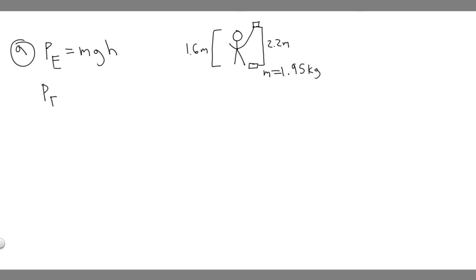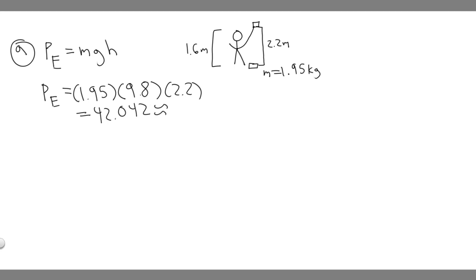If we want to calculate it with respect to the ground, let's just plug in our values. We know the mass is 1.95 kilograms, so 1.95 times g, which is gravity, and gravity is 9.8 meters per second squared. And the height is going to be from the ground, right? He lifts it up from the ground 2.2 meters, so the height is 2.2. If you go ahead and do this, you're going to get 42.042, so about 42, and we measure it in joules. So 42 joules is going to be your answer to A.